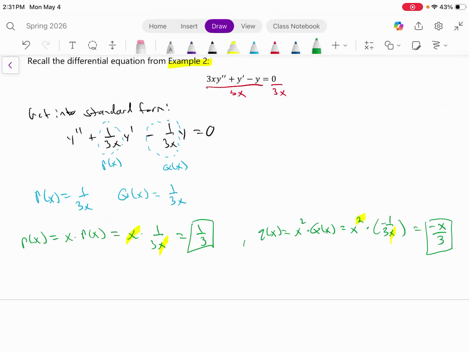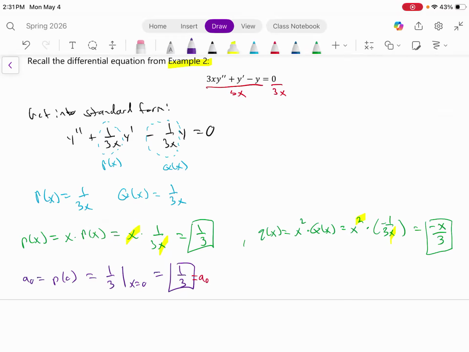Okay, so let's go ahead and get a naught now. A naught is little p evaluated at 0, so that's 1/3 evaluated at x equals 0. Well, there's nowhere to plug in x equals 0, so a naught is just going to be 1/3. Okay, so that's a naught.